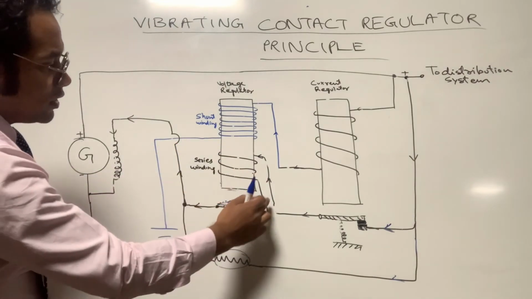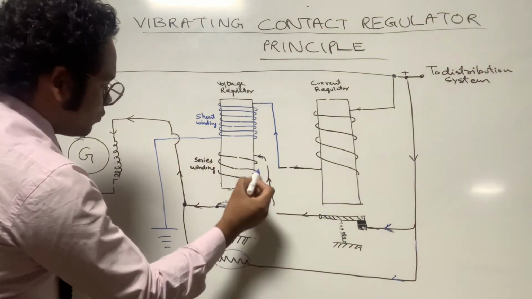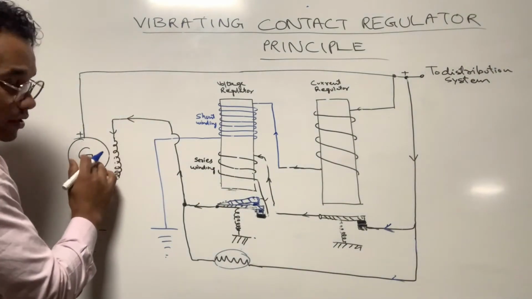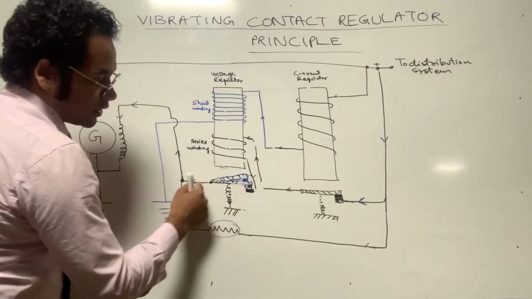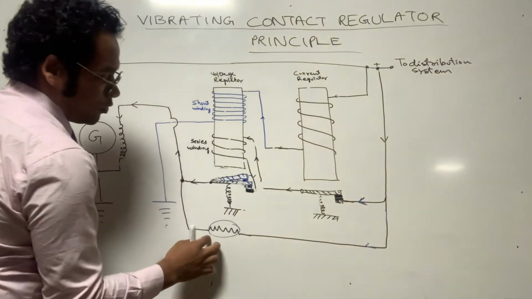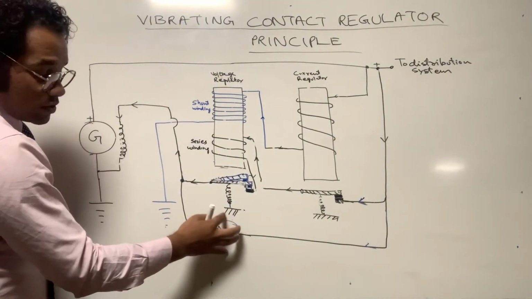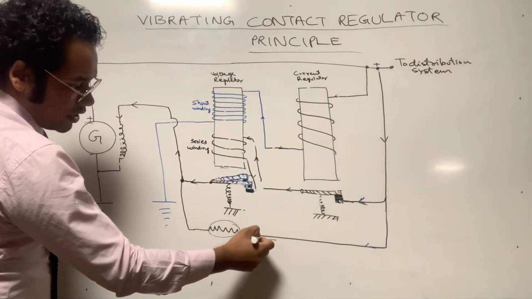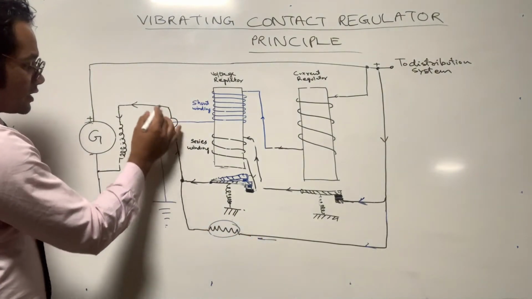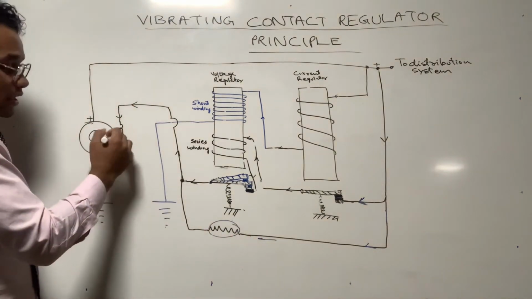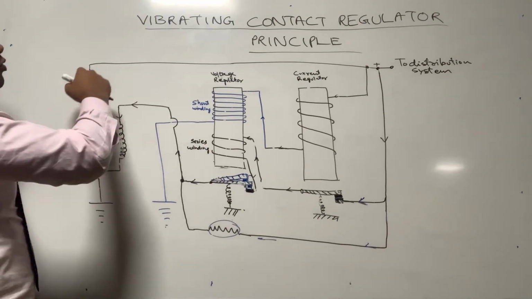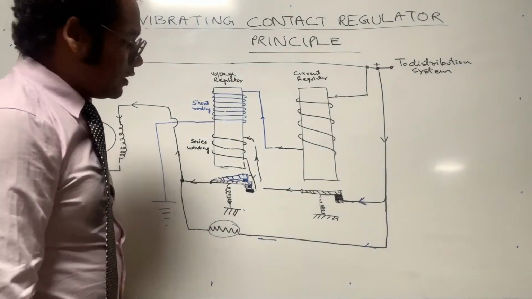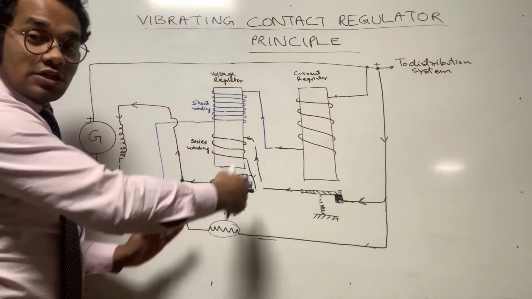Once this opens, the current which was going to the field winding of the generator will be cut off from this path, and this other path will be followed, but this path has a resistance. So this resistance decreases the higher current which is coming from here. That decreased current is given to the winding of the generator, and this is how the output voltage will decrease. So that is all about the voltage regulation.